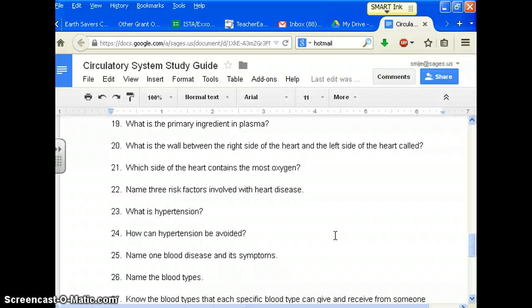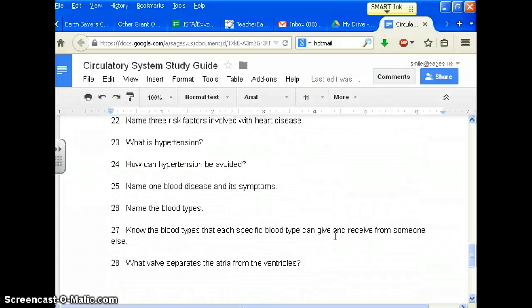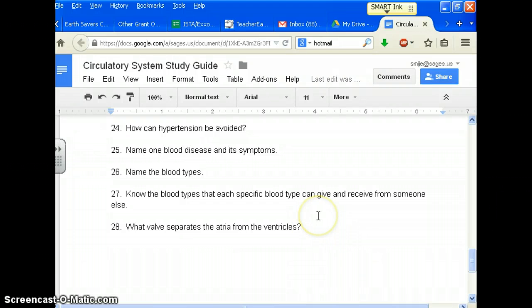get enough exercise. Hypertension is when blood pressure is consistently higher than it should be, and it can be avoided by things like exercising, having a proper diet, and having a low sodium intake, or not having as much salt in your food. There are several different blood diseases with symptoms, things like anemia, either sickle cell anemia or iron deficiency anemia, and there's also hemophilia.